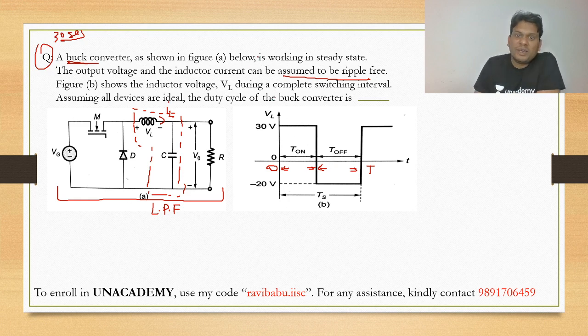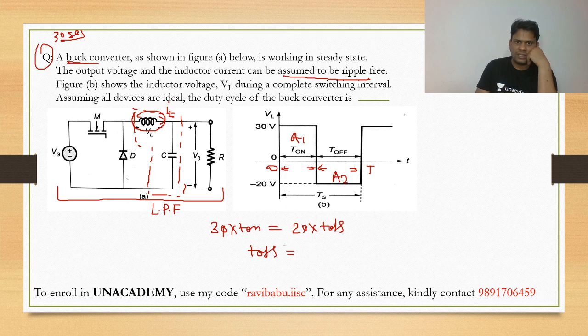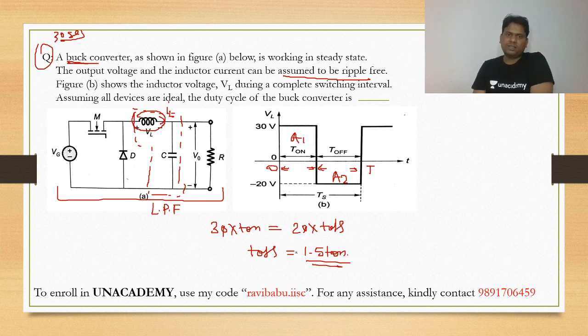As I told you, when inductor current is continuous, or discontinuous also, the average voltage of inductor will always be 0. So the positive area A1 should be equal to the negative area. We can write 30 into T on, our positive area, is equal to 20 into T off. So the 0s cancel. What will be the T off? T off is 1.5 times T on. See whether it is right or not.